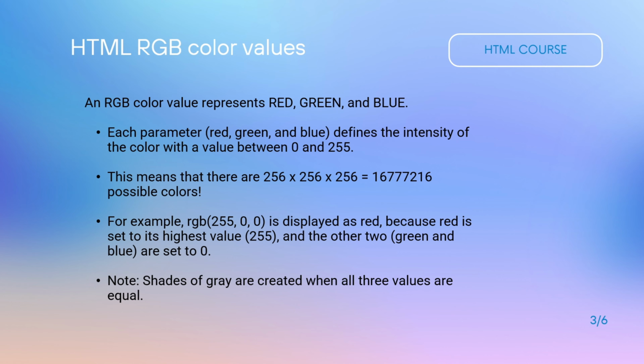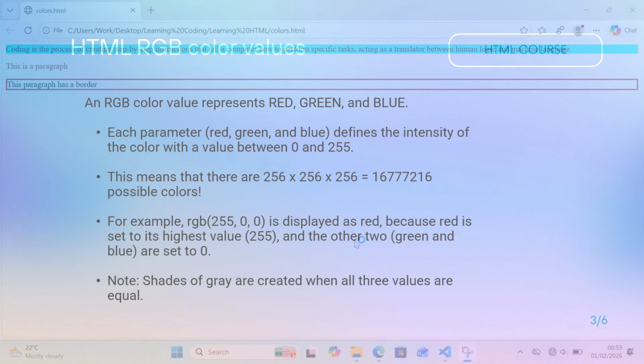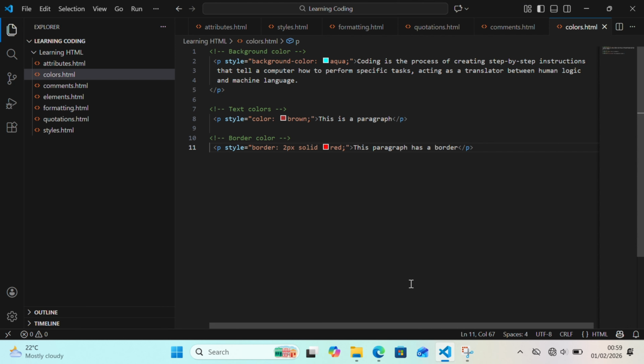RGB(255, 0, 0) shows red because red is at its maximum value. RGB(0, 255, 0) shows green because green is at its maximum value. Shades of gray are created when all three values are equal. RGB is very popular because it allows precise control over colors. Let's try it out. Go back to Visual Studio Code.